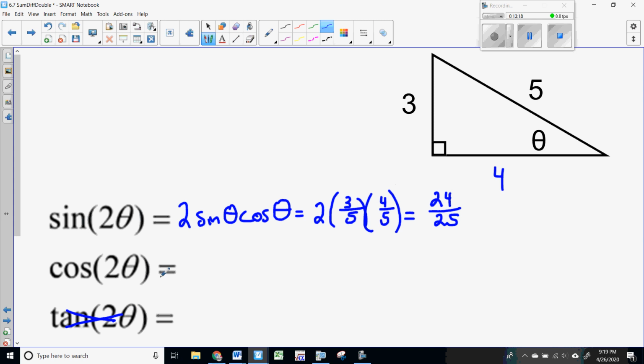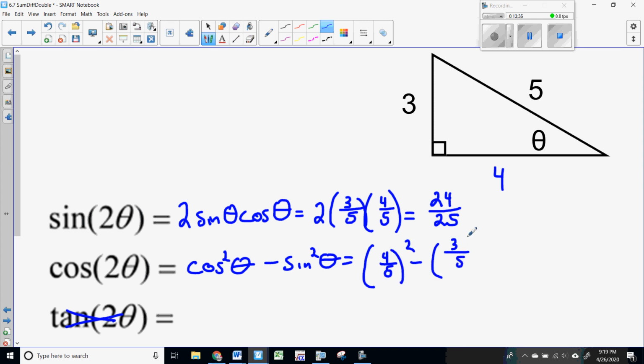Let's get cosine of 2 theta. You can do it 2 ways. There's 3 ways, excuse me. I am going to do cosine squared minus sine squared. Cosine is 4/5, sine is 3/5. So this gives me 16 over 25 minus 9 over 25, which is going to give me 7 over 25.